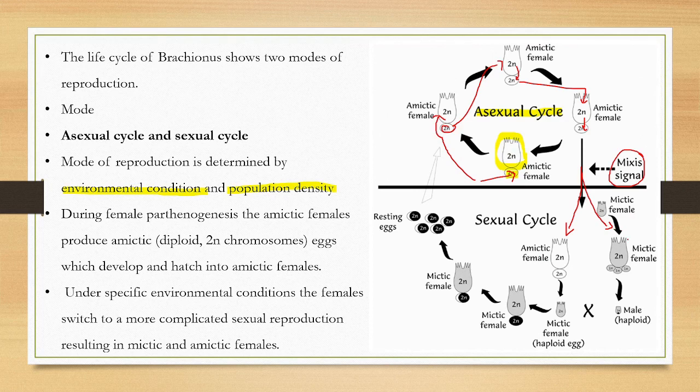So the mictic female produces haploid eggs, while the amictic female, this one, produces the diploid eggs.